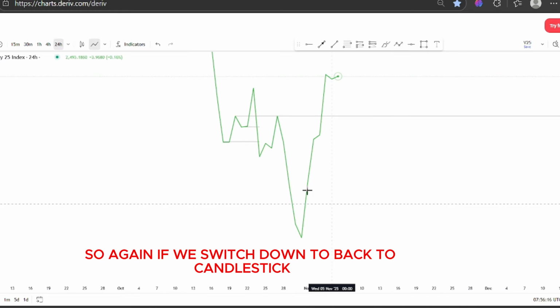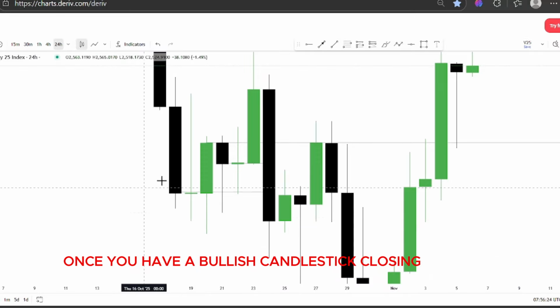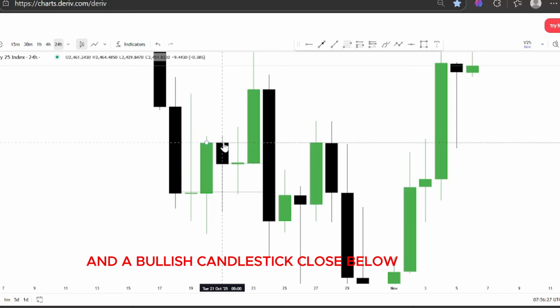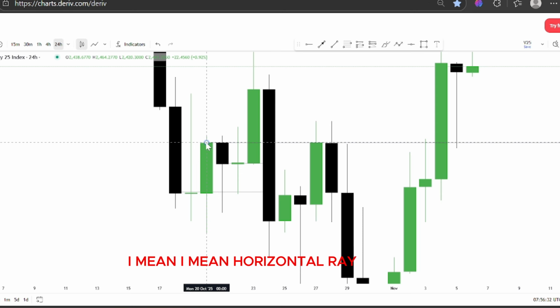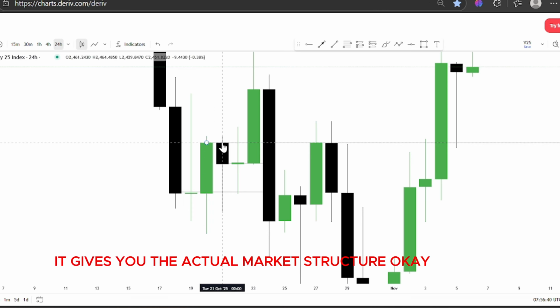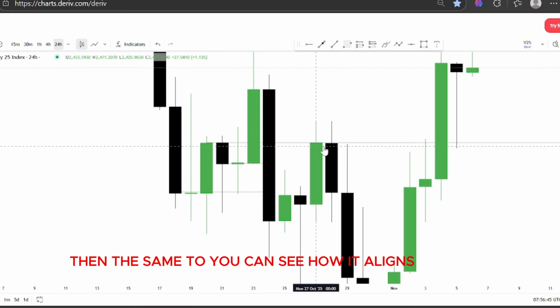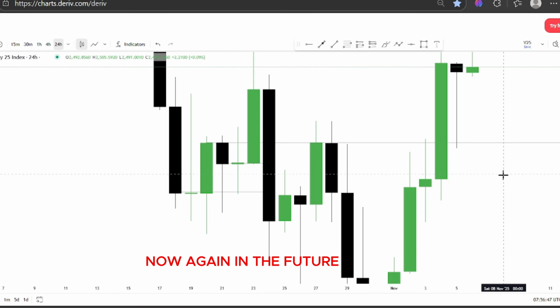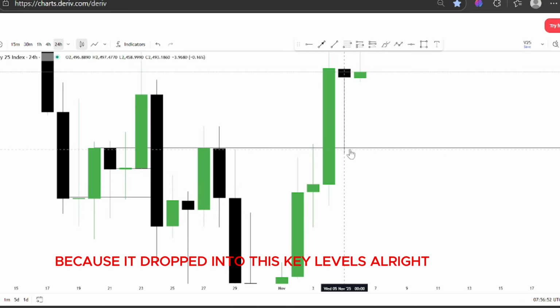All right, so again, if we switch back to candlestick, look at that. This is our candlestick chart. You can see the same thing I showed you. Once you have a bullish candlestick closing and a bearish candlestick closing below, that is a key level. Then you bring your horizontal ray, the line, and place it on the closing price. It gives you the actual market structure. You place it on the actual market structure, and you can see how it aligns. Now, this is why yesterday's candlestick rejected, because it dropped into these key levels and rejected.